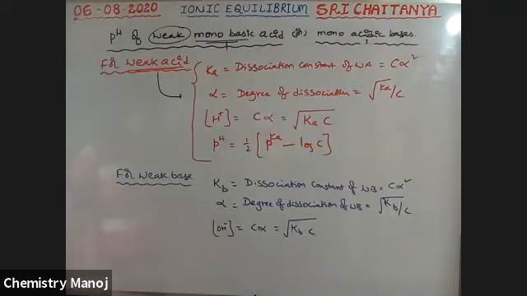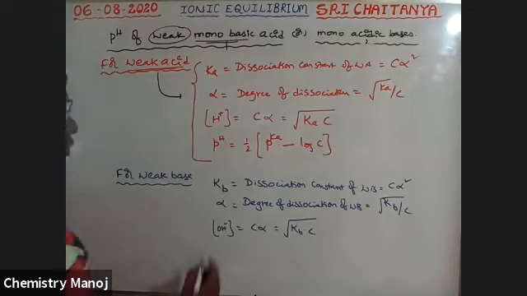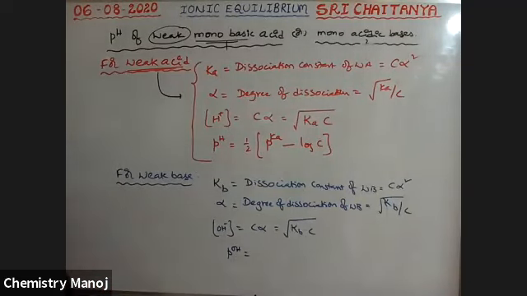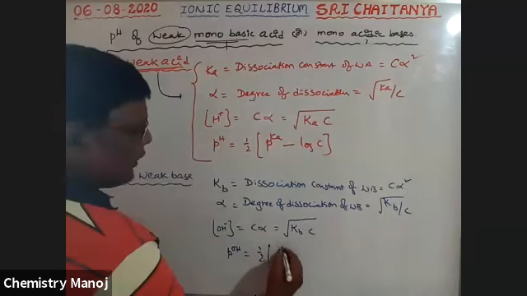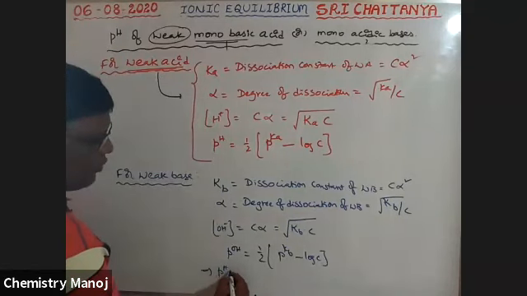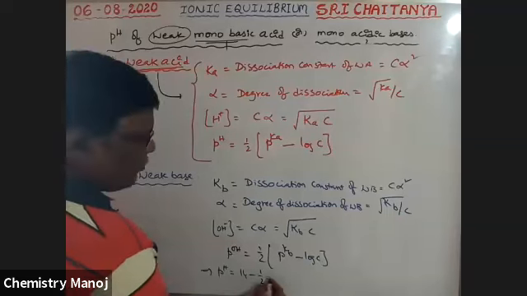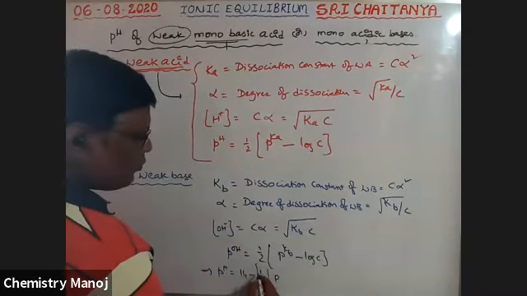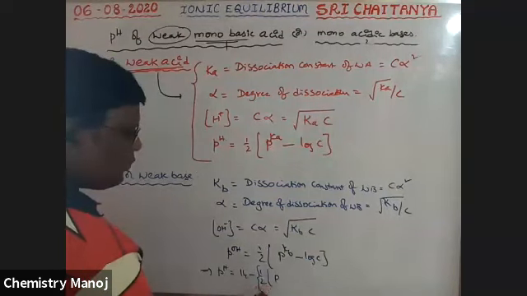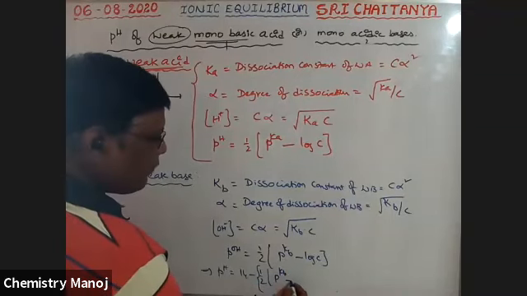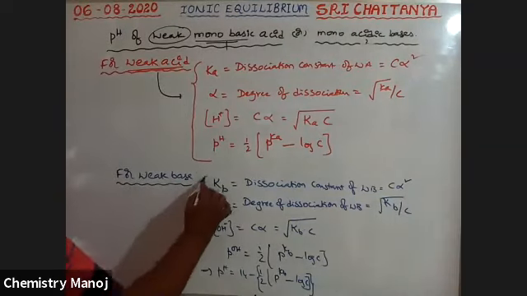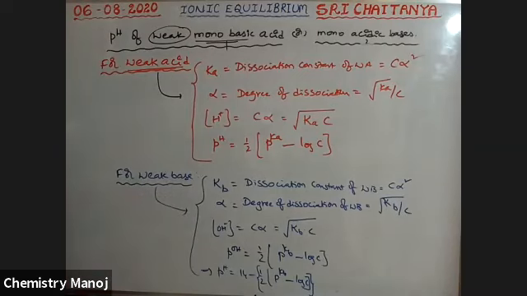C is the initial concentration of that weak base. Next, instead of pH, there is a pOH. pOH is equal to 1 by 2 pKb minus log C. That implies pH is equal to 14 minus pOH, 14 minus of this one, pKb minus log C. So this is for weak base. These are the formulas for weak base.